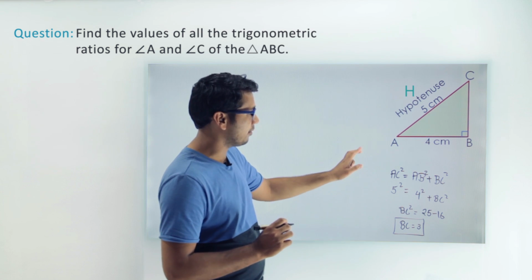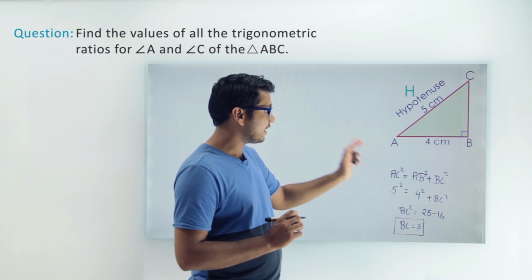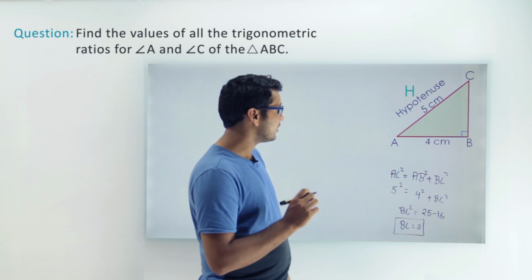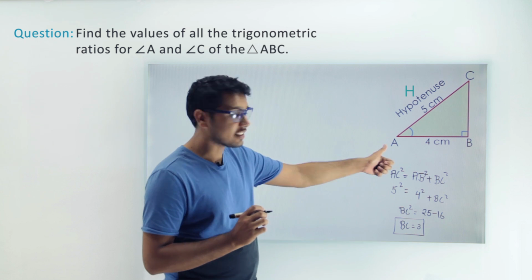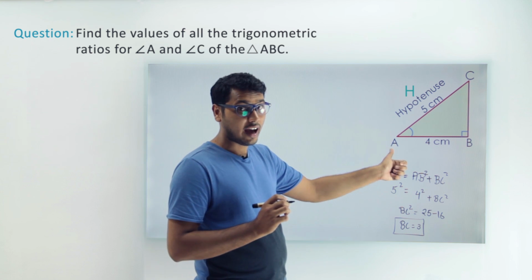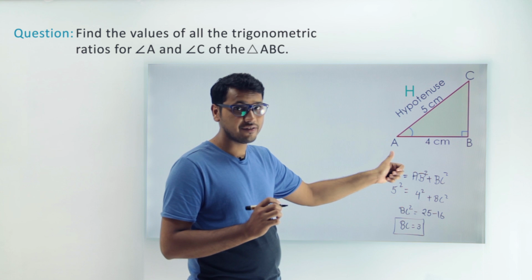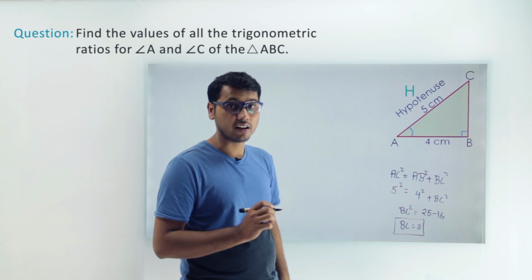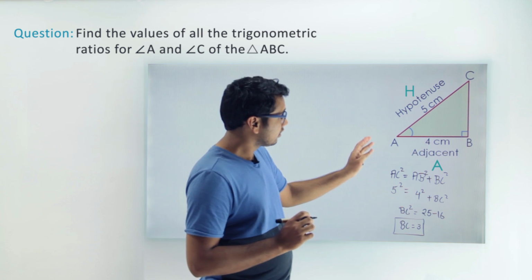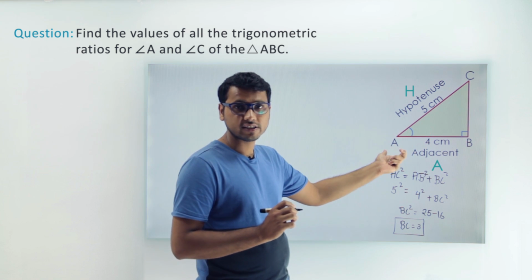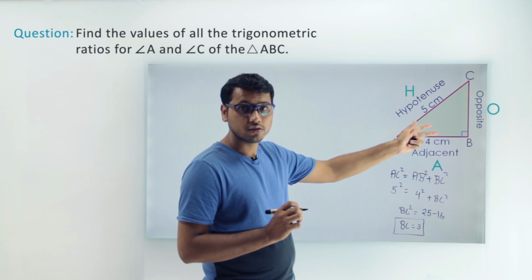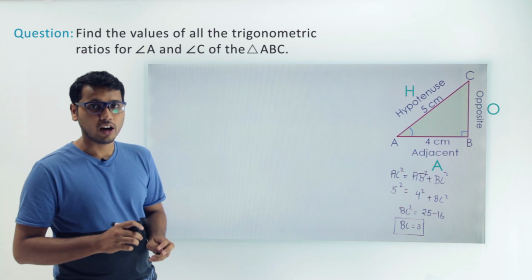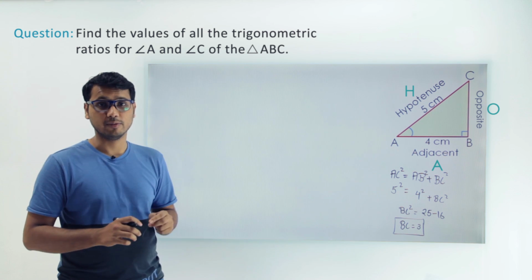So AC will be our hypotenuse, and for adjacent and opposite, we should first know which angle we are considering. So we are considering here angle A. The side which is near to this angle, which is AB, will be our adjacent, and the side which is opposite to this angle A, which is BC, will be our opposite. Now we can apply SOH CAH TOA and get the values of all the trigonometric ratios.